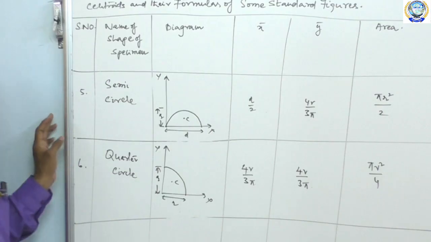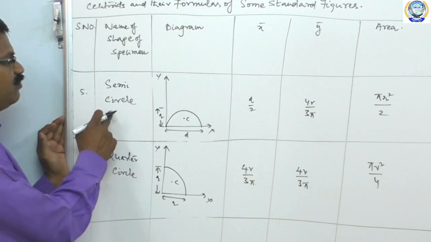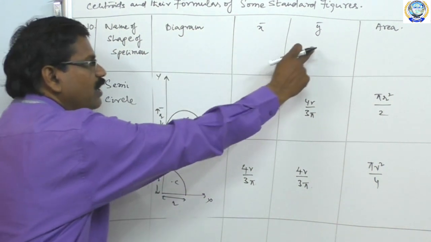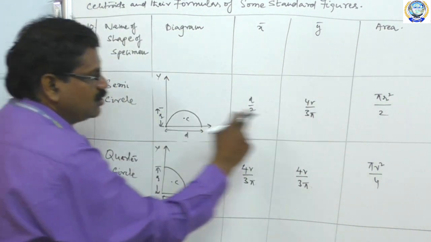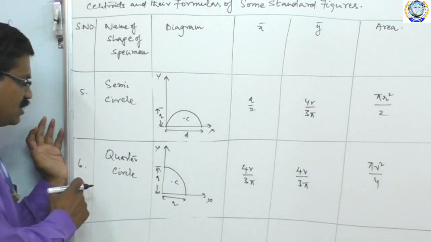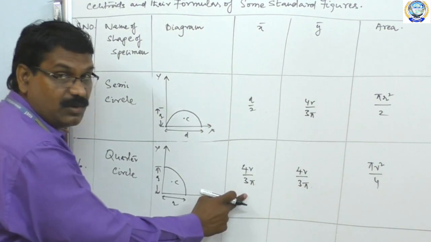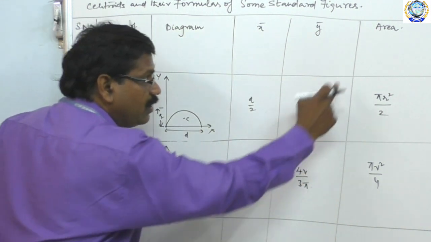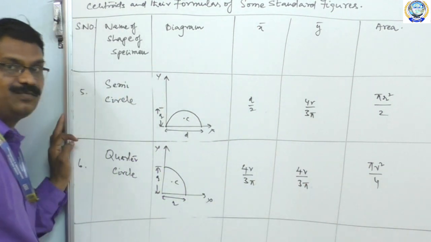So the last two specimens are followed by standard figures. Fifth specimen is a semicircle. The x coordinate of the semicircle is d by 2, the y coordinate of the semicircle is 4r by 3 pi, and the area of the semicircle is pi r square by 2. Similarly, the sixth specimen is a quarter circle. The x coordinate of the quarter circle is 4r by 3 pi, the y coordinate is 4r by 3 pi, and the area of the quarter circle is pi r square by 4.